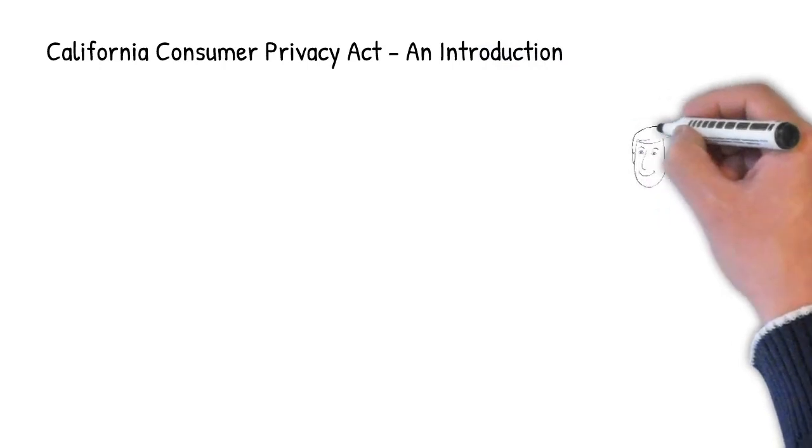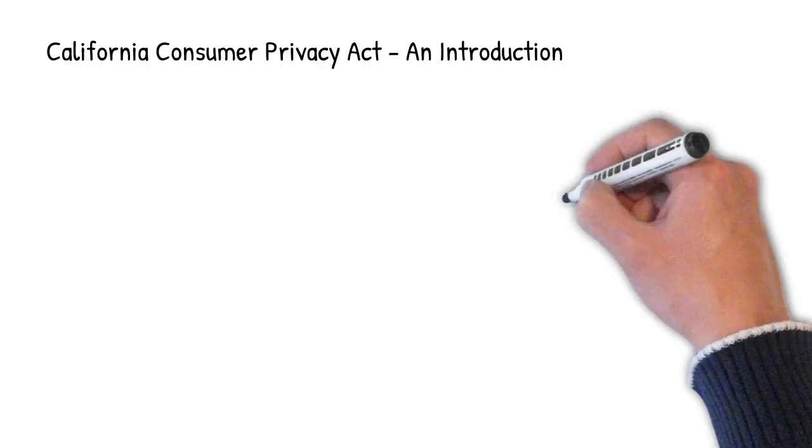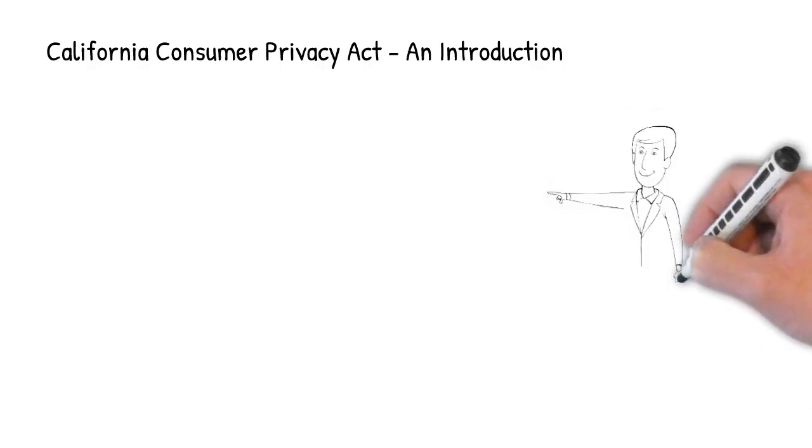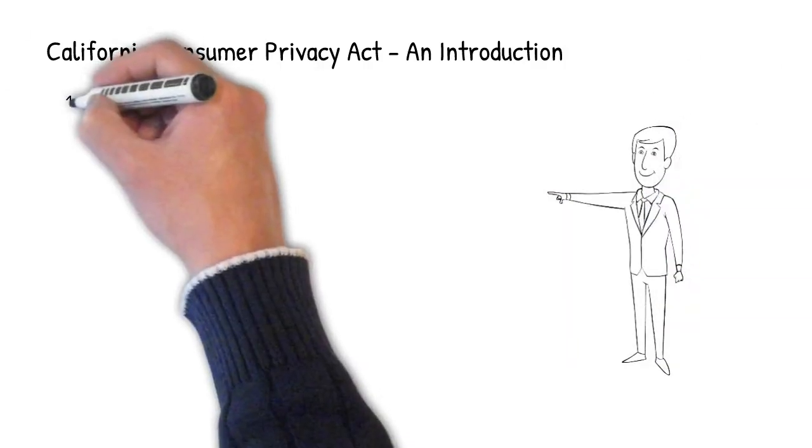So this is a new privacy law in California. It was signed into law in the summer of 2018. Now, don't panic. It doesn't actually go into effect until January 2020.